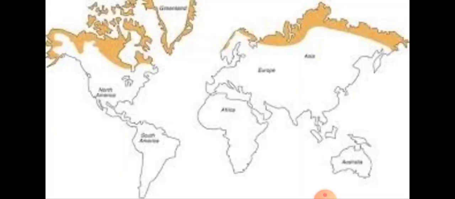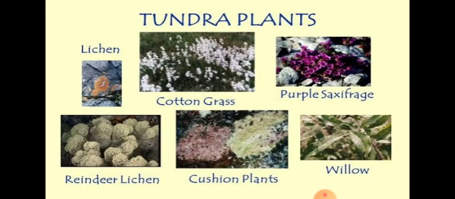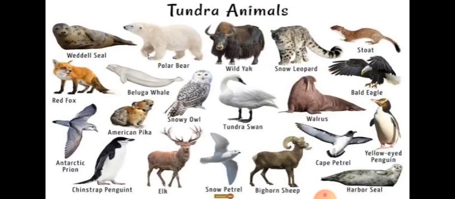Now look at the regions where the tundra or the polar desert is found. You can easily observe it is found near the Arctic Circle, after the temperate zone of Russia, Greenland, and the North American continent. The tundra plants include lichens, cotton grass, purple saxifrage, reindeer lichens, cushion plants, willow. There are various tundra animals that you can observe: Weddell seal, polar bear, wild yak, snow leopard, stoat, red fox, beluga whale, snowy owl, tundra swan, walrus, bald eagle, Antarctic prion, American pika, chinstrap penguin, elk, snow petrel, bighorn sheep, cape petrel, yellow-eyed penguin, harbor seal. So these are the animals found in these regions.